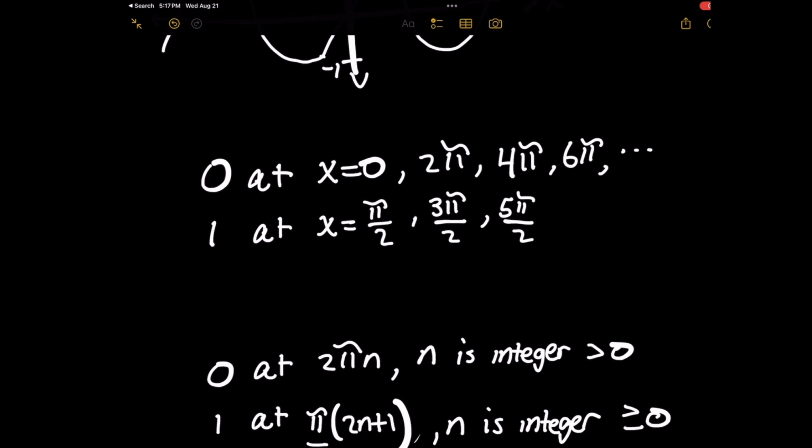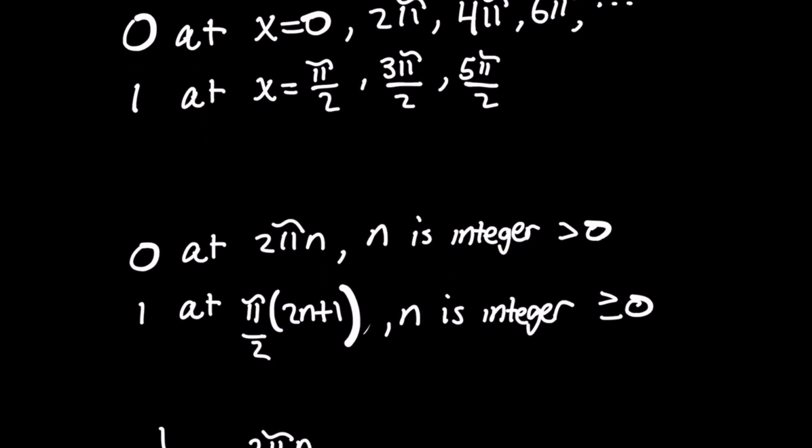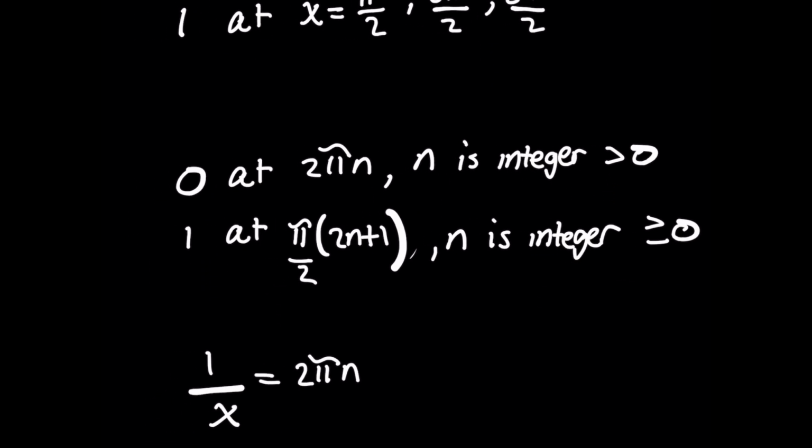Well, what I can do next is I can take these infinite series and write them as a generalized expression in terms of a variable I'll call n. So in other words, sine of x is always going to be 0 whenever x is of the form 2 pi n, where n is an integer greater than 0. And similarly, the function's output will always be 1 whenever the input is of the form pi over 2 times (2n plus 1).